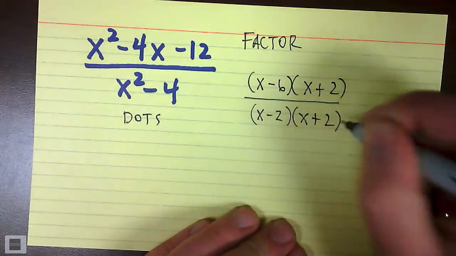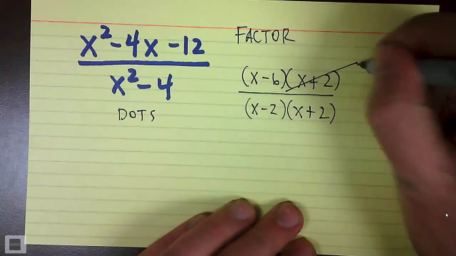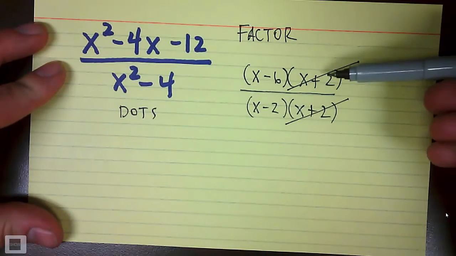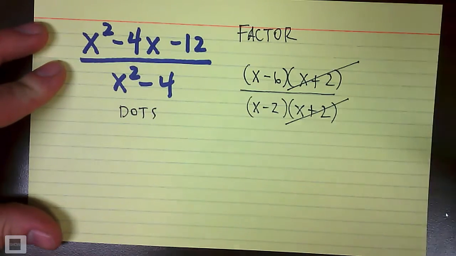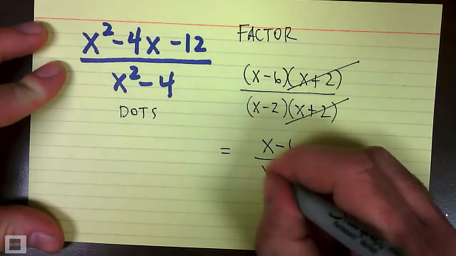And notice that when I factor, I end up with an x plus 2 up top and an x plus 2 on bottom. Those cancel. As long as something's up top and something's on the bottom, I can cancel those out. And what am I left with? x minus 6 up top and an x minus 2 on bottom.